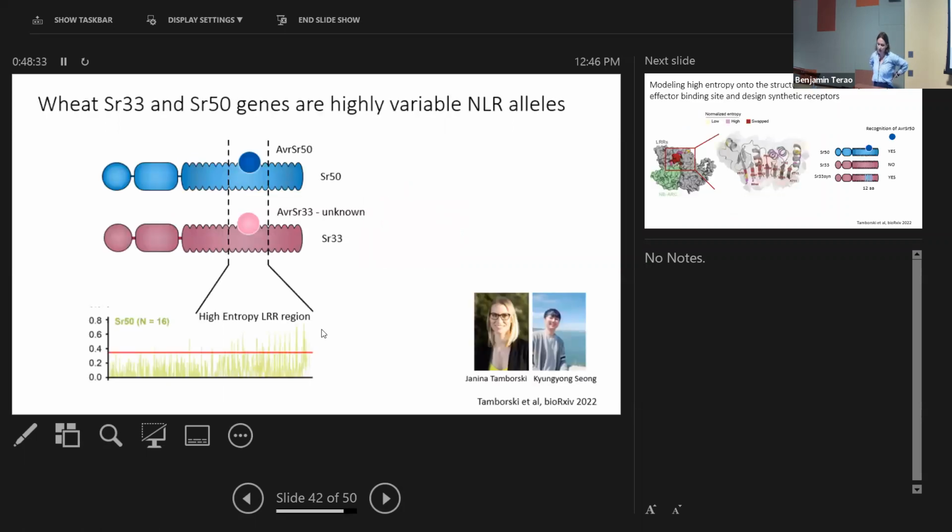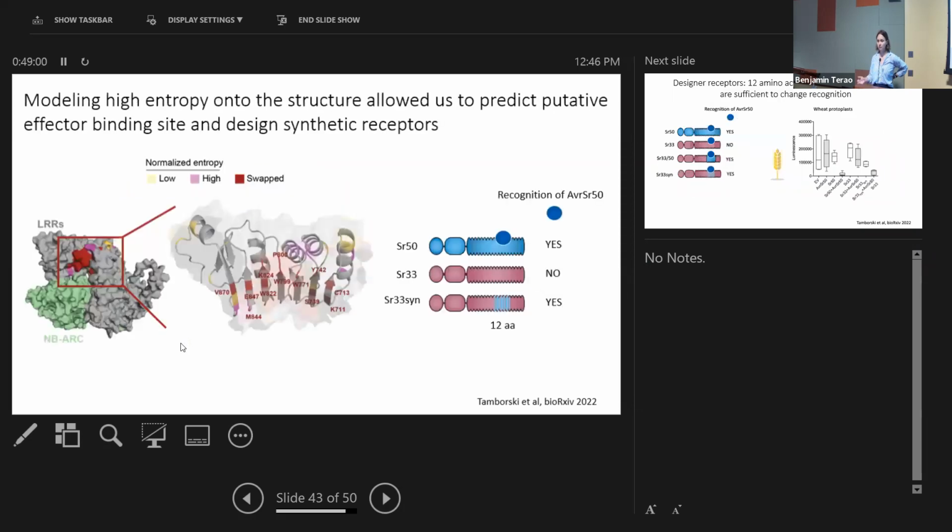And the postdoc in the lab took a wheat NLR, a highly variable NLR. She also took another wheat NLR that is also highly variable. One of them is called SR50, and we know the effector for SR50. The other one, which is not an ortholog of SR50, is called SR33. They're very different sequence-wise. We can compute entropy analysis for each individual orthogroup, and we can map it to the structure, right? Do what we did.